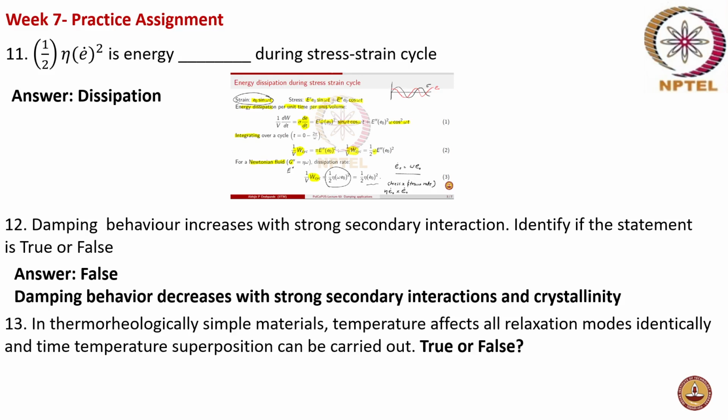Next. In thermorheologically simple materials, temperature affects all relaxation modes identically, and time temperature superposition can be carried out in these systems. Is it true or false? I repeat the statement. In thermorheologically simple materials, temperature affects all relaxation modes identically and time temperature superposition can be carried out. Is it true or false?